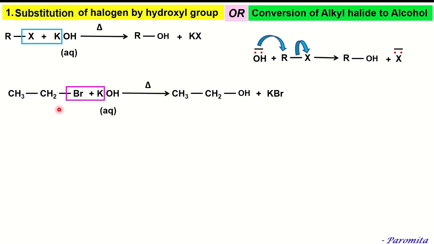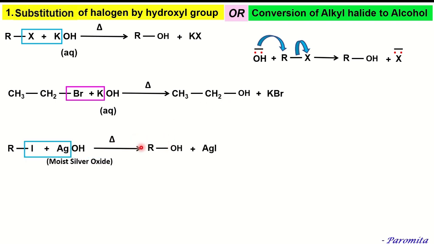So here we have ethyl bromide. So ethyl bromide in the presence of boiling aqueous KOH, or it can be boiling aqueous NaOH, it will give us ethyl alcohol plus KBr. So if you want to convert ethyl bromide to ethyl alcohol, we have to use aqueous KOH. Stress on the word aqueous.